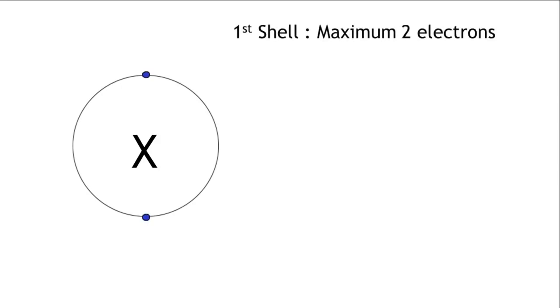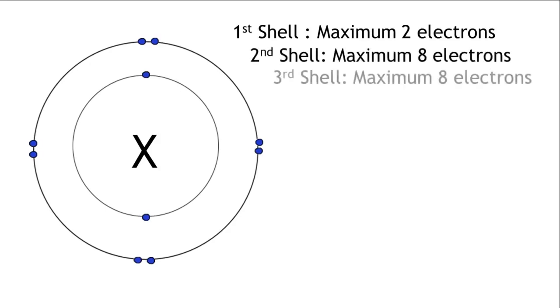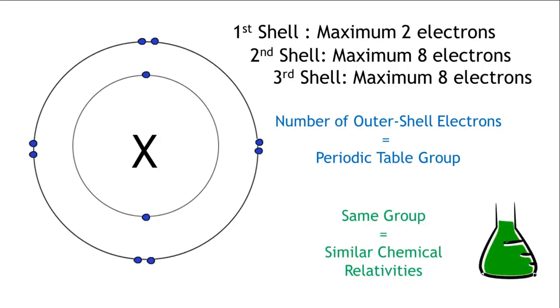Each energy level has a maximum number of electrons it can hold. The lowest energy level is always filled first and can only hold 2 electrons, while the levels after this can hold a maximum of 8 electrons. The number of electrons in the outer shell of an atom determines which group the element belongs to on the periodic table, and elements in the same group have similar reactivities.